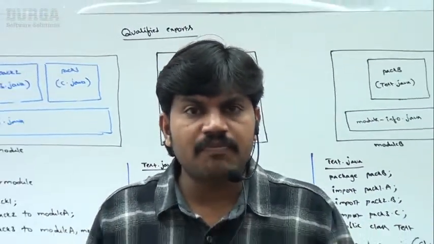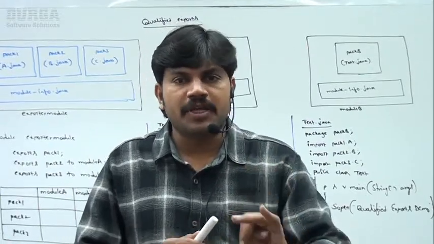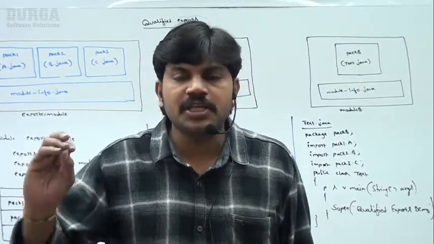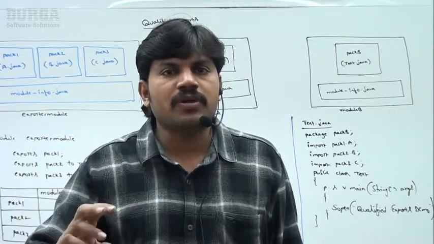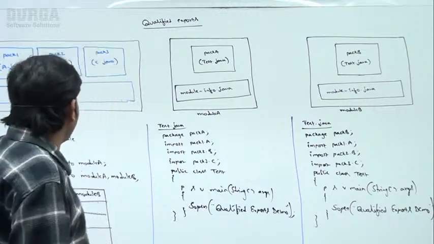So in our example, how many modules are available? Exporter module, module A, module B. The exporter module contains how many packages? Pack 1, pack 2, pack 3. Pack 1 contains A.java, pack 2 contains B.java, pack 3 contains C.java. Clear, right? Now have a look once.